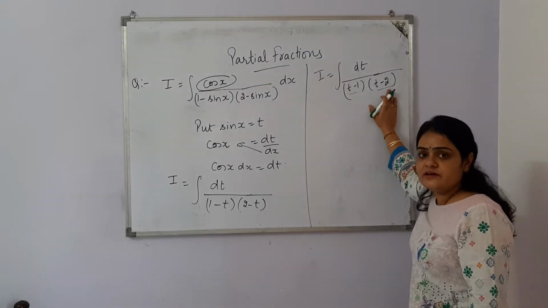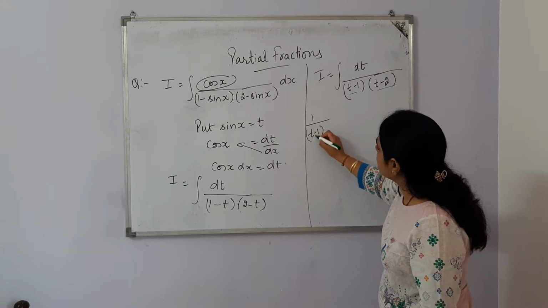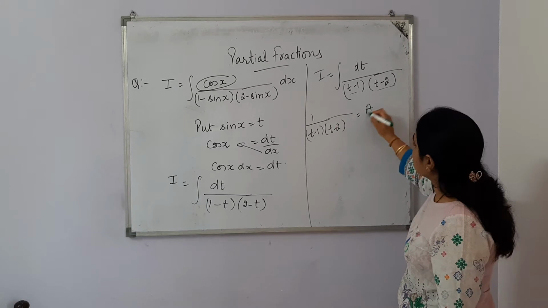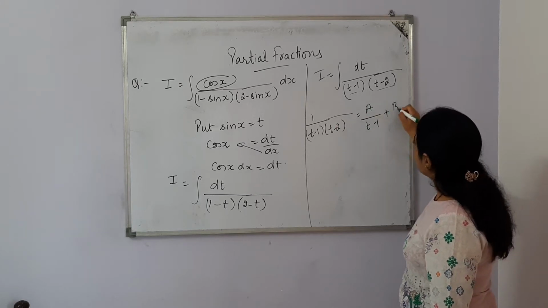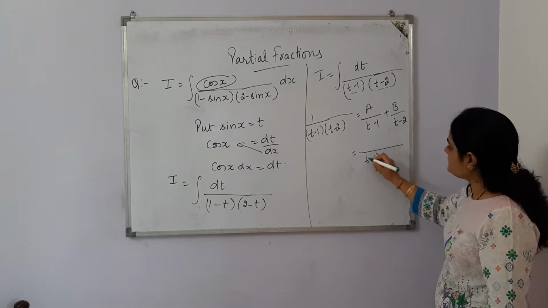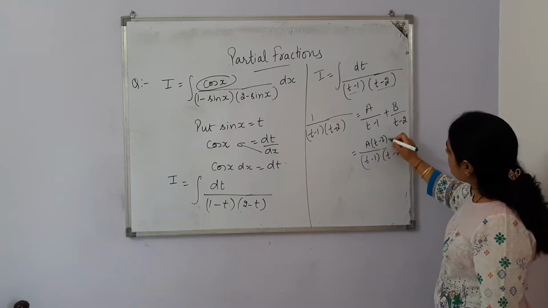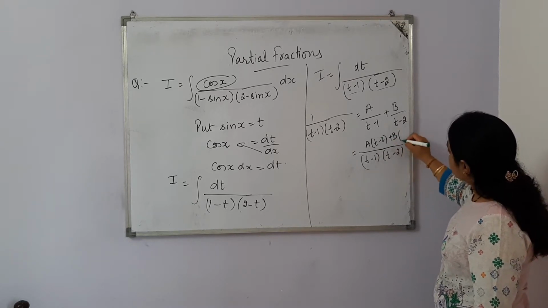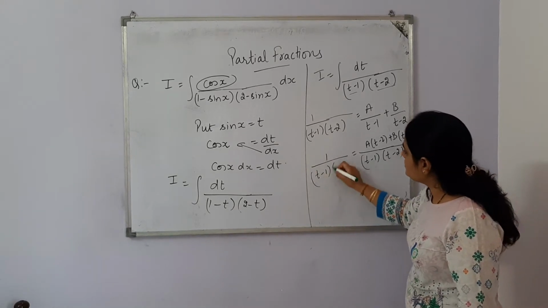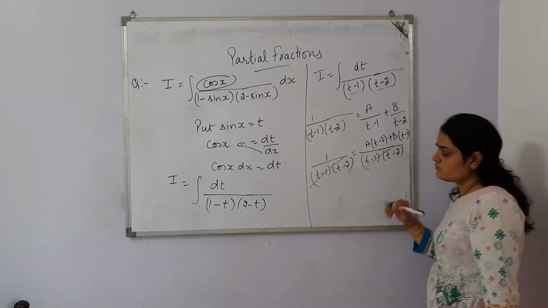These are different linear factors. So 1 upon t minus 1 into t minus 2 equals A upon t minus 1, B upon t minus 2. Now after taking LCM, t minus 1 into t minus 2, A will multiply with t minus 2 and B will multiply with t minus 1. 1 upon t minus 1 into t minus 2. Denominator will cut with the denominator of the right hand side.